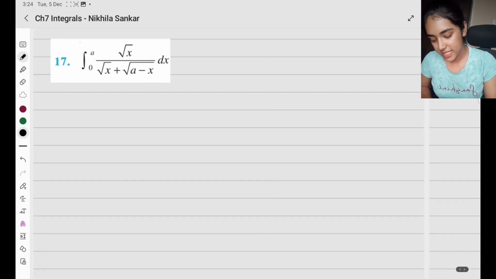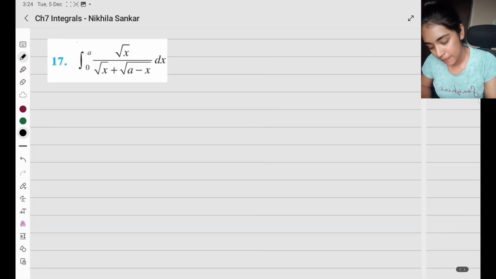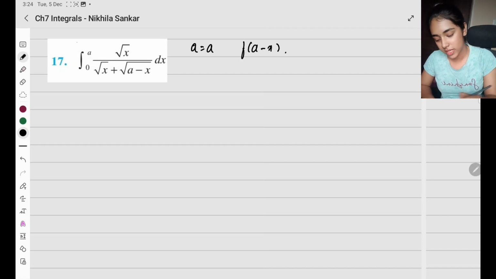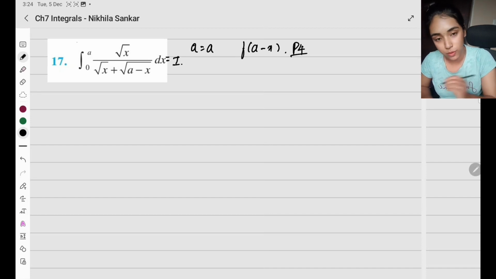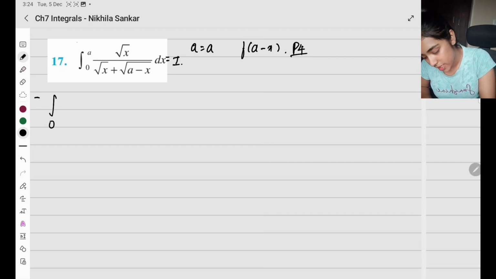Question number 17. This is again going to be simple. Here my a value is a only. So I have f of a minus x. Okay? So can we substitute? So this is going to be my I. I'm using property number 4. So this is going to be I equals integral 0 to a. Instead of x, I'm going to do f of a minus x.